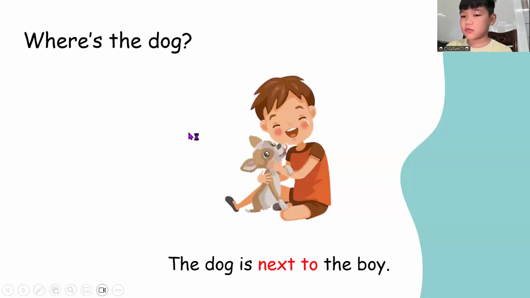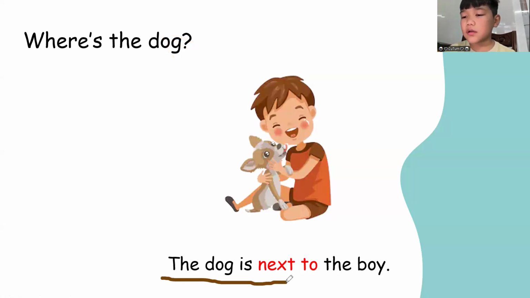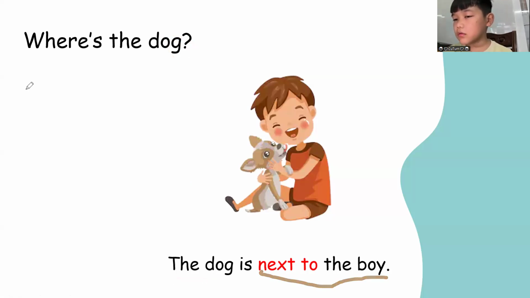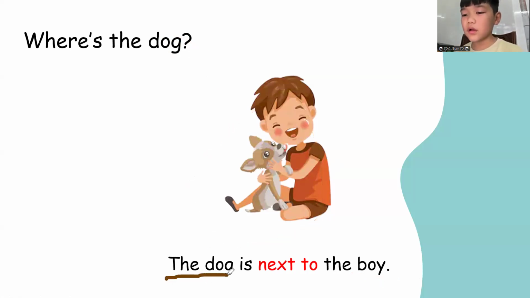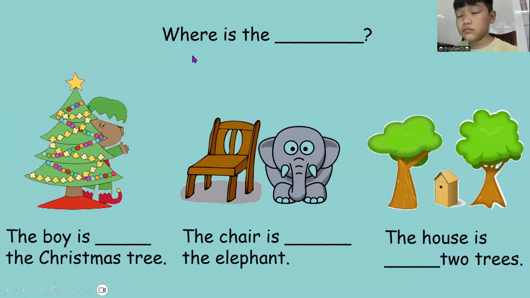Okay, now look at this one. Where is the dog? The dog is next to the box. Okay. One more. Boy. Great job. Last one. Where is the dog? The dog is next to the boy. Great job.